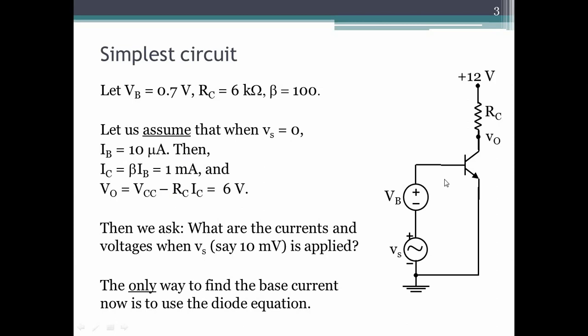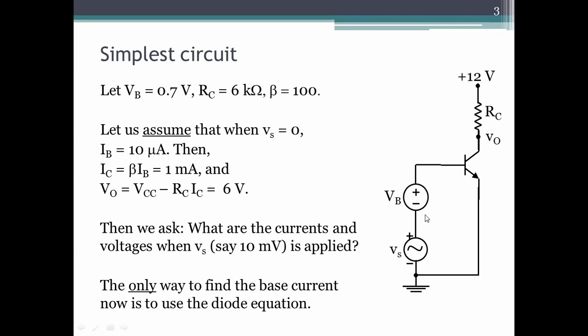Now the question we want to ask is what are the currents and voltages in this circuit when Vs, an AC source, is applied, and we are assuming that the AC source has a small magnitude, say let's say 10 millivolts. So that is a question. This is our attempt to understand how to do AC analysis.